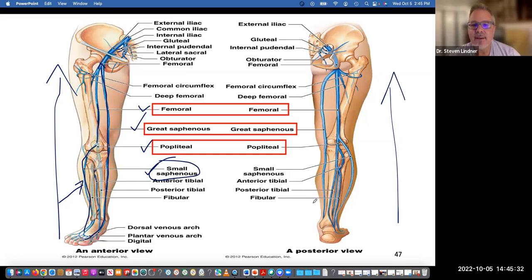If we look at the posterior side, we can see the fibular vein here. We can see the posterior tibial vein. Those are both going to come up. So here's the fibular, boom. Here's the posterior tibial, boom. Now it's into the popliteal vein. Now it's into the femoral vein. Then it's into the external iliac, common iliac, into the inferior vena cava. That's pretty much the flow.